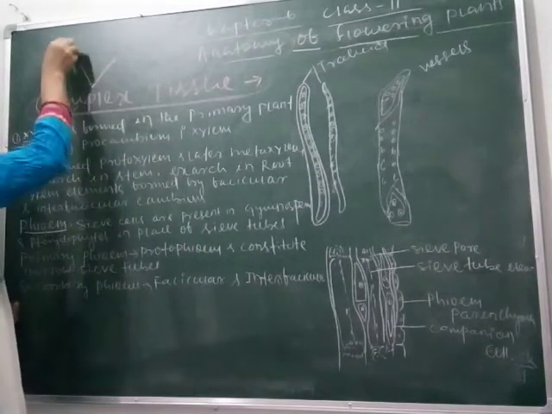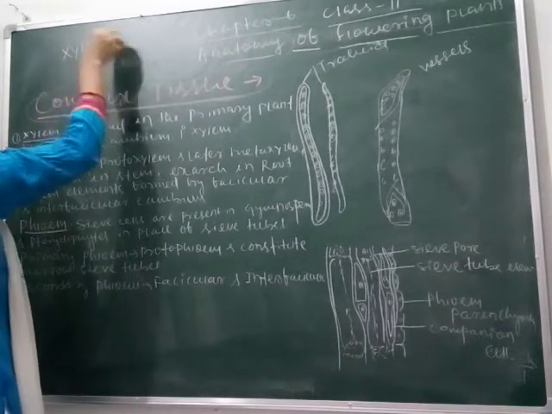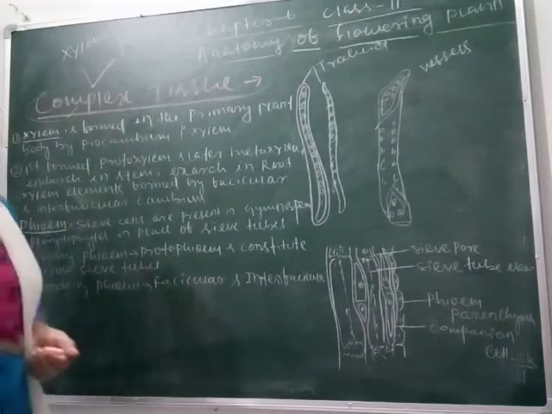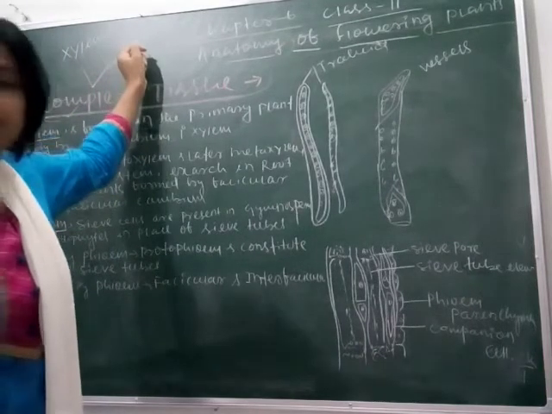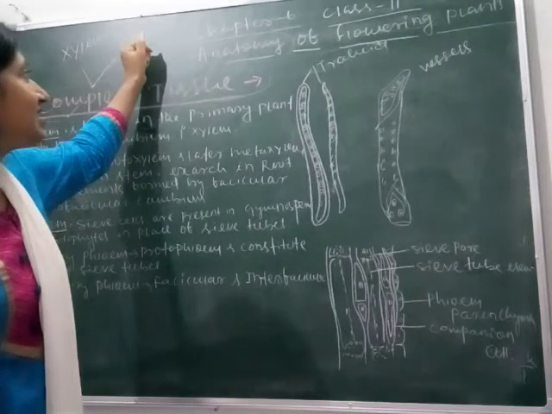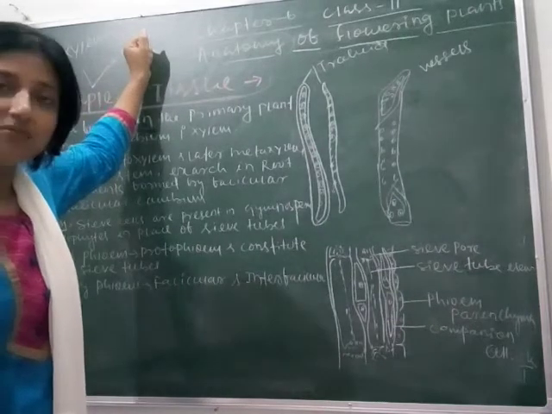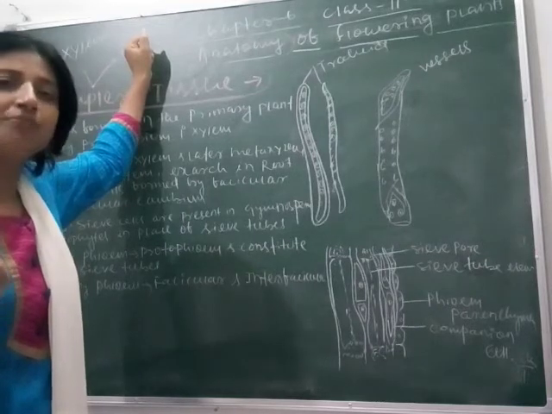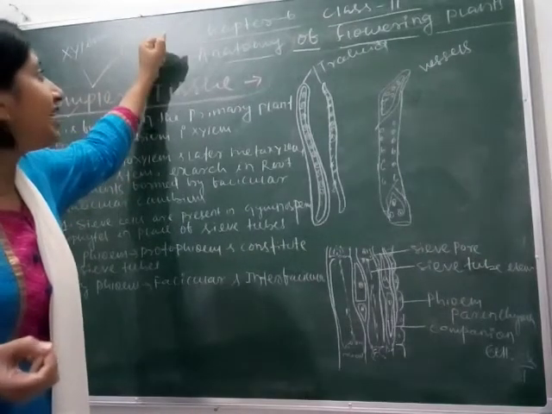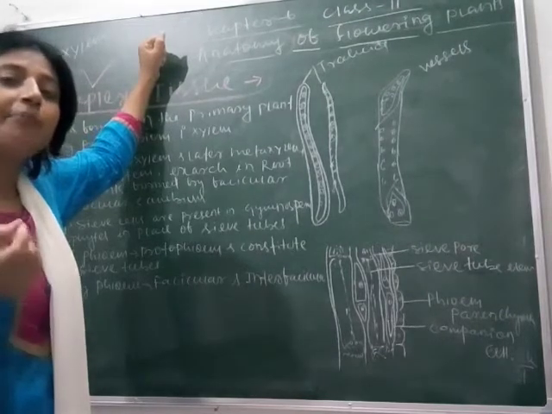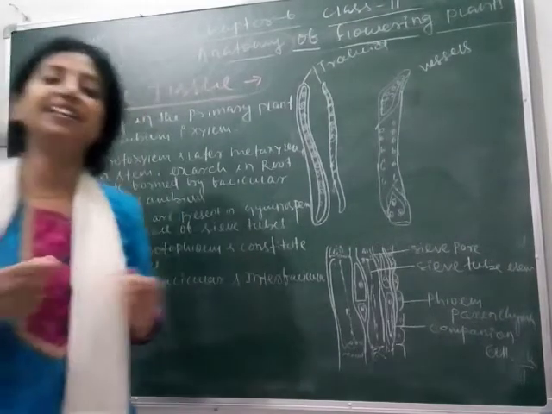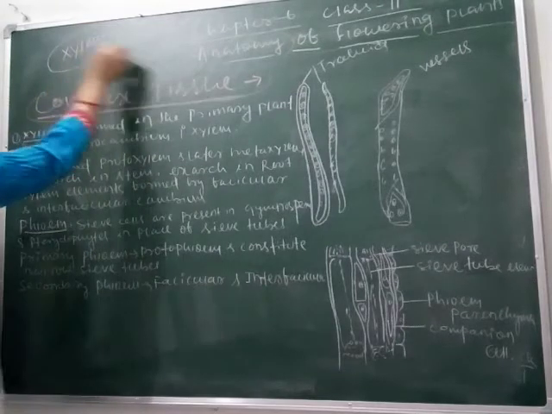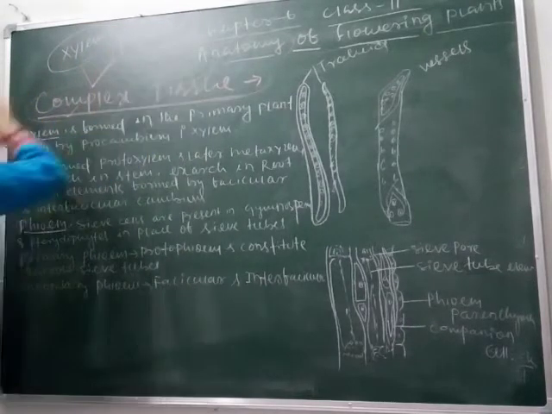One is your xylem and another is your phloem. We also call these two tissues vascular tissue, as they form the vascular system and play an important role in the conduction of food and water. In this topic, we will study xylem and phloem in detail. So, xylem has 4 elements and phloem also has 4 elements.